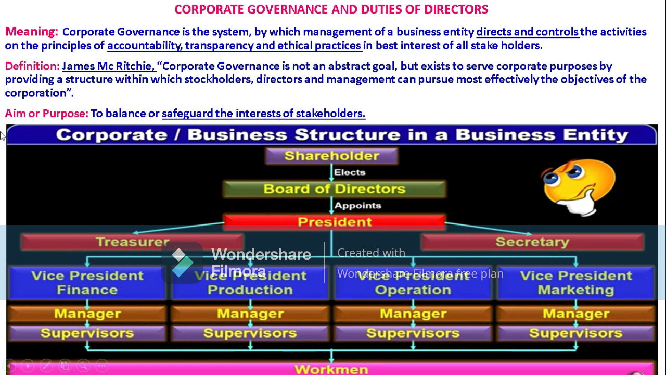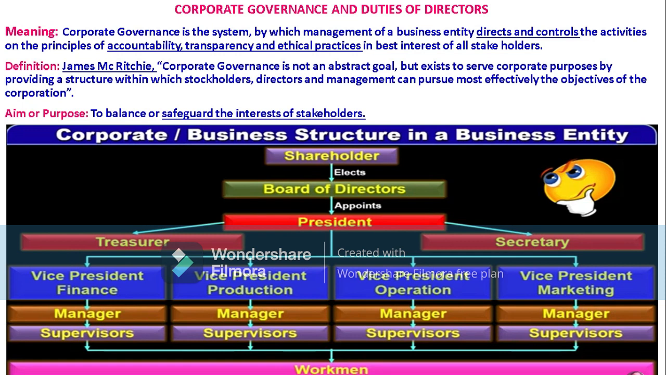okay? And if we see the definition, according to James Ritchie, corporate governance is not an abstract goal, okay, but it exists to serve corporate purposes by providing a structure within which stockholders, directors, and management can pursue most effectively the objectives of the corporation. See, corporate governance involves shareholders, stakeholders, directors, and management.